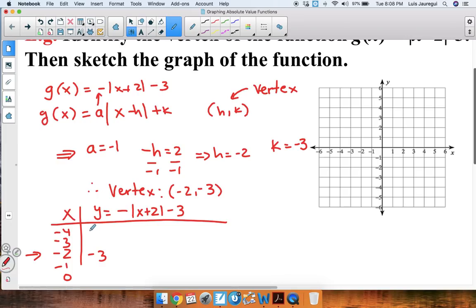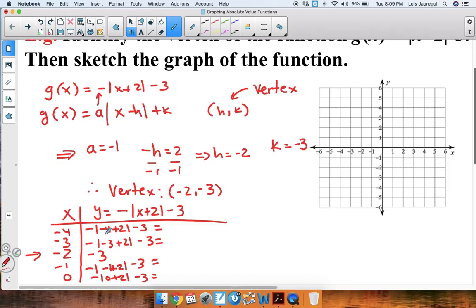Substituting in, we get the following. The opposite of the absolute value of -4 plus 2, minus 3. The opposite of the absolute value of -3 plus 2, minus 3. The opposite of the absolute value of -1 plus 2, minus 3. And then the opposite of the absolute value of 0 plus 2, minus 3. Let's go ahead and evaluate each expression.